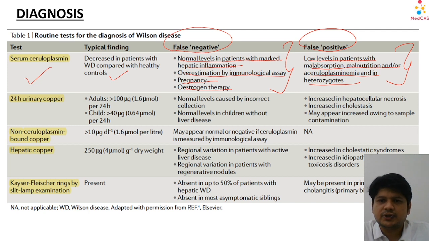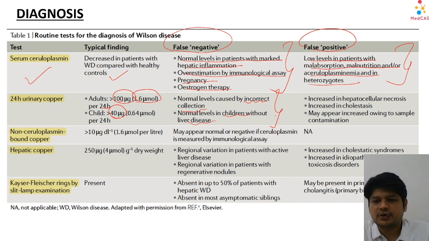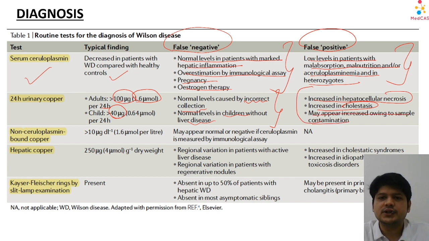Next is 24-hour urine copper. When you order in adult, if it is more than 1.6 micromole or more than 100 microgram per 24 hour, or in child more than 40 microgram, it is significant. It can be false negative when it's an incorrect collection, which is a very common thing, and normal level in children without liver disease, it can be there. Okay, so just neurological disease. It is increase in hepatocellular necrosis, increase in cholestasis, may appear in increase owing to sample contamination also. That's a false positive.